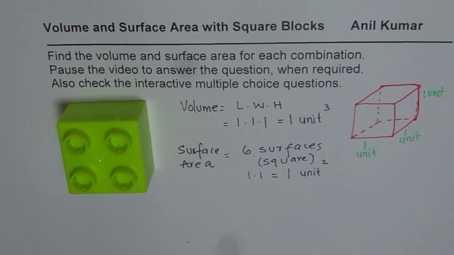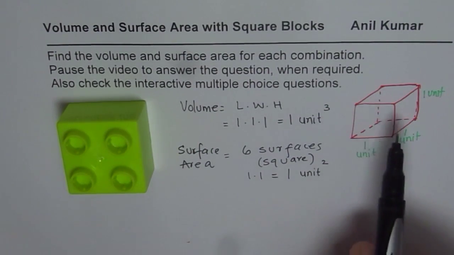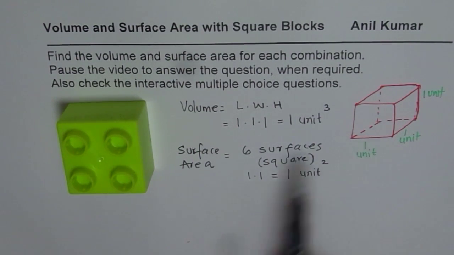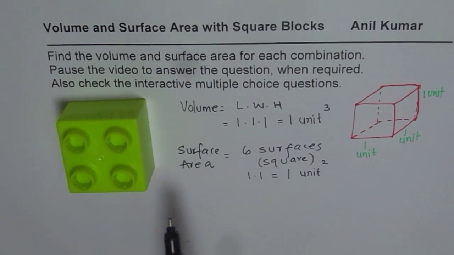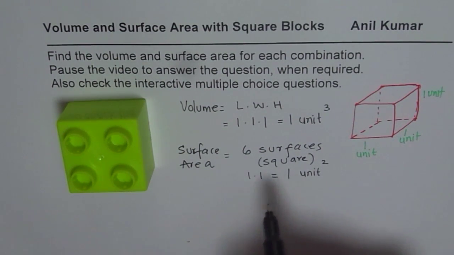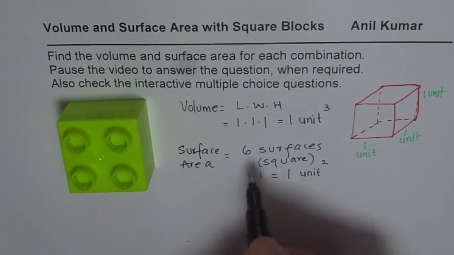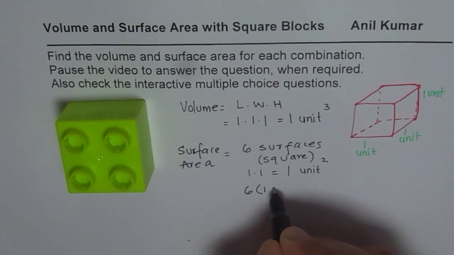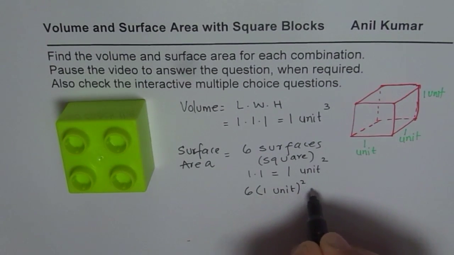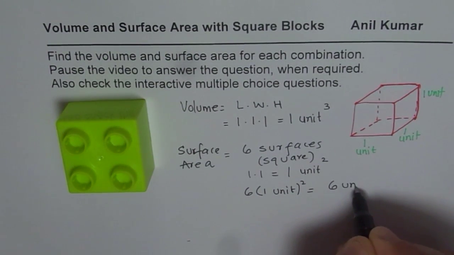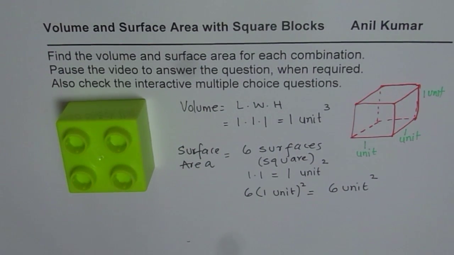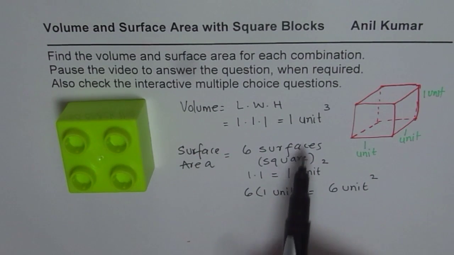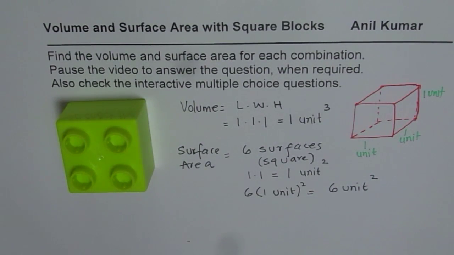So in this set of videos, we will not show you the blocks, but we'll draw like this. And you can correlate, right? So now I figure out, we have 1 block. So volume of 1 block is 1 unit cube. And what is the surface area? Each square has 1 unit. So 6 will have 6 times 1 unit square. And that means 6 unit square. So the surface area is 6 unit square. Volume is 1 unit cube, right? So that is how volume and surface area are connected.